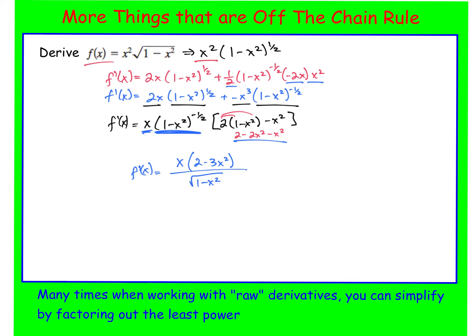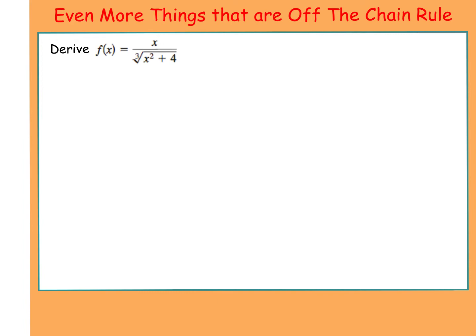All right. And so when we're working with these fractional powers, a lot of the times, even if you're not using the fractional power, if you're using a product rule with the chain rule, you're going to be factoring out a least power. All right. It doesn't have to be a fraction. All right. Let's look at this next one.